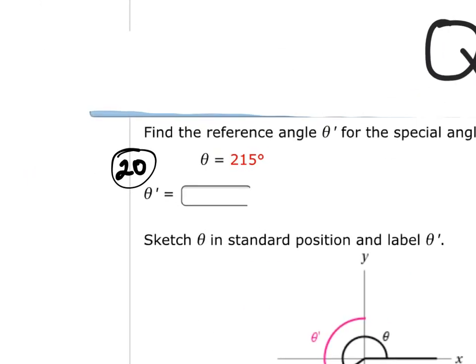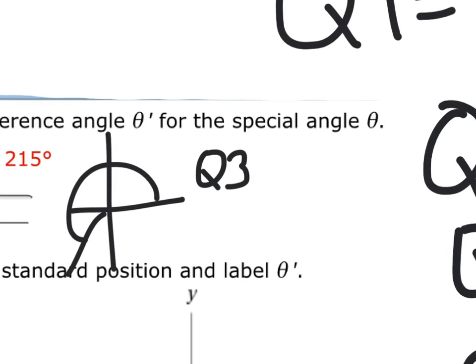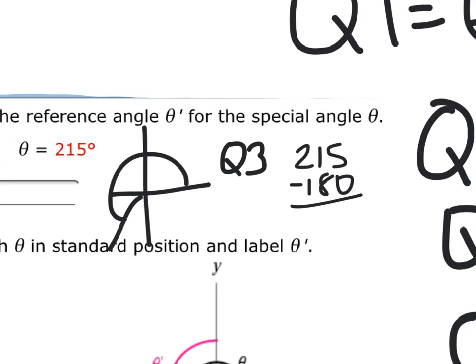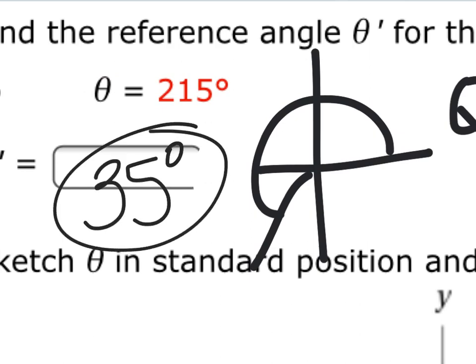So I look here. These should be gimmies, guys. These should be easy ones. Where is 215? What quadrant? It's over here, right? Okay, it's in quadrant three. What's the rule for quadrant three? All right, so 215 minus 180. What is 215 minus 180? How much is it? Okay, so your reference angle is 35 degrees.